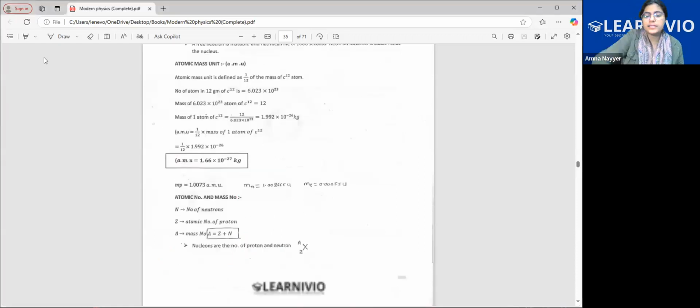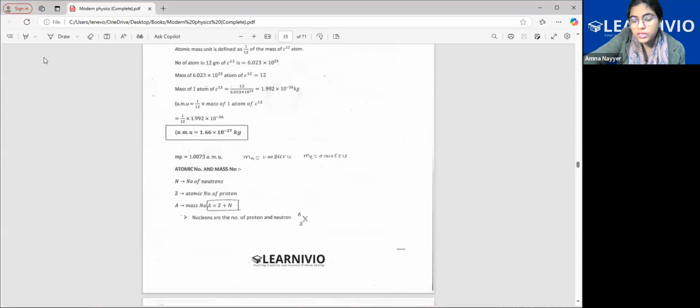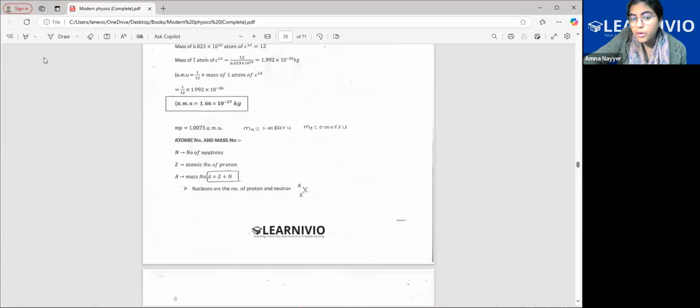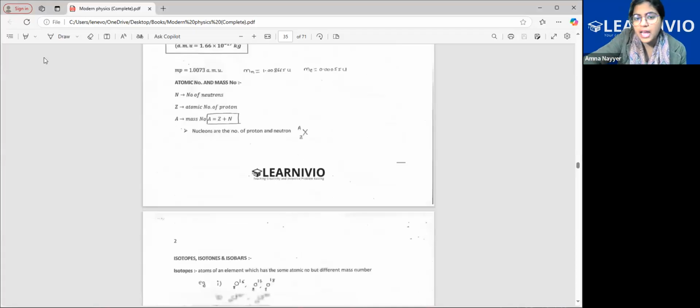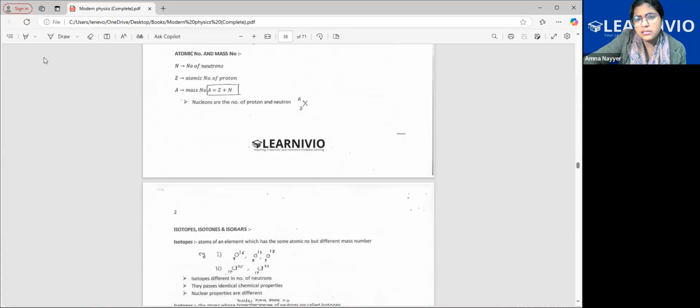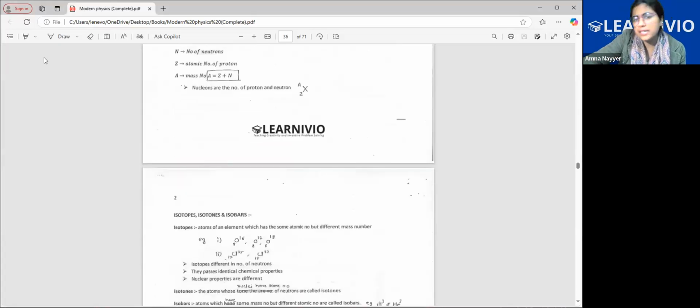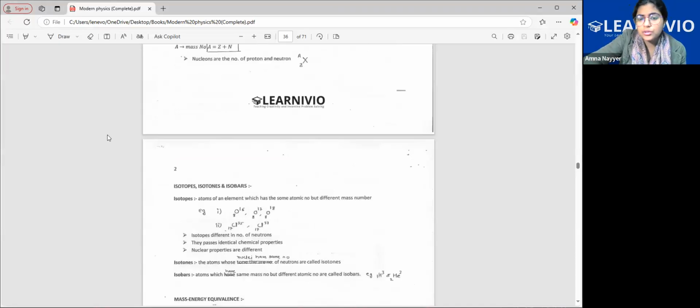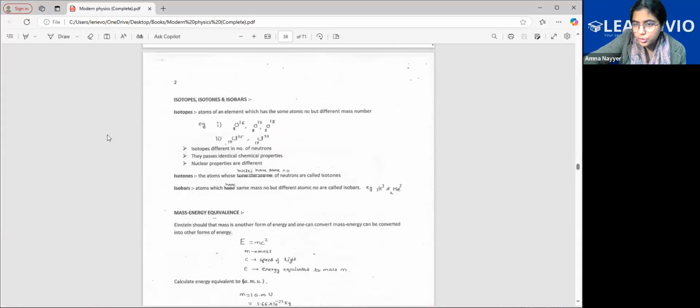This also we discussed: the number of neutrons, the atomic number of protons. So mass number A is equal to Z plus N, so A minus Z is equal to N. Isotopes, isotones, and isobars, just mention one line here. When I show the notes, just mention isomers also here, because that is mentioned in your textbook.